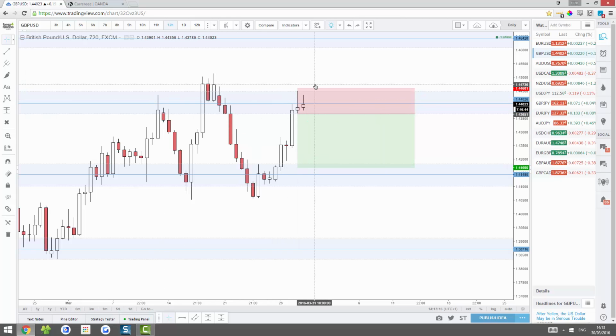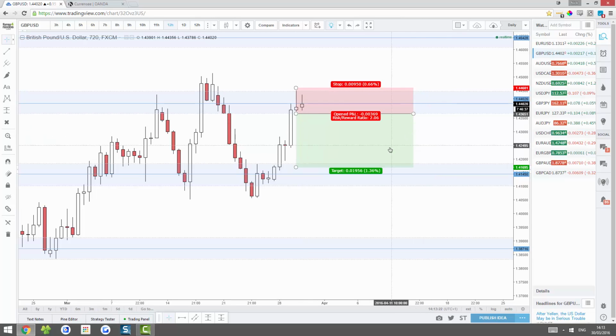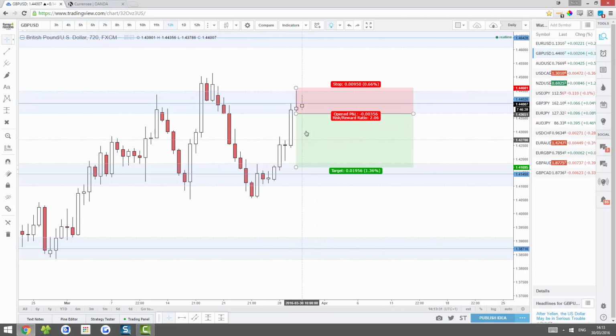So, good resistance area, good indecision, pin bar, whatever you want to call them. I call them indecision candles because that's what they are. They're just indecision. They don't mean reversal. They just mean price is undecided. So strong indecision, strong resistance area, one of those nice looking setups.